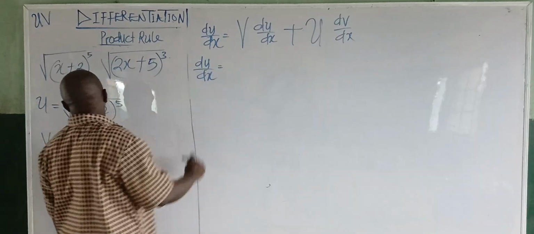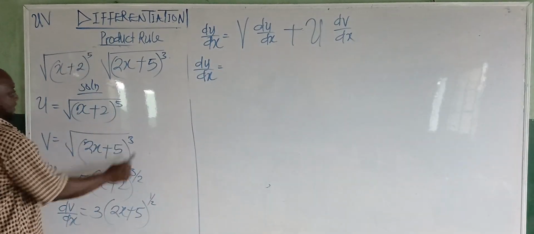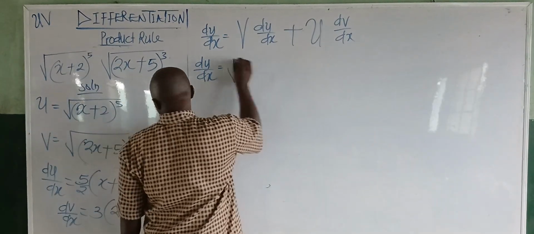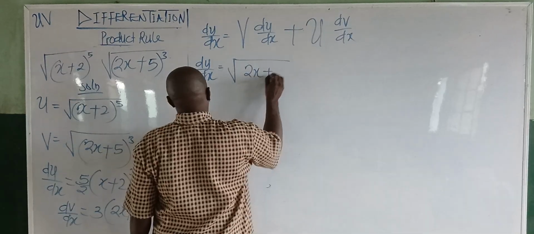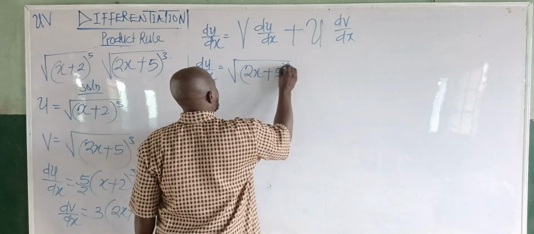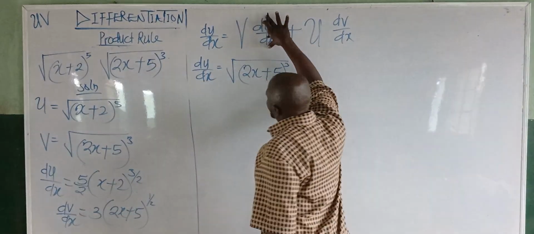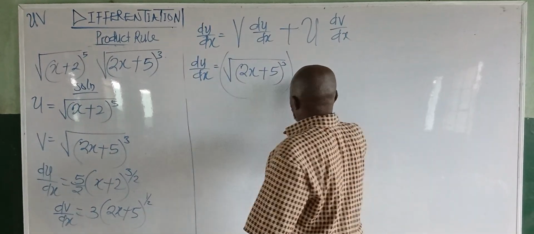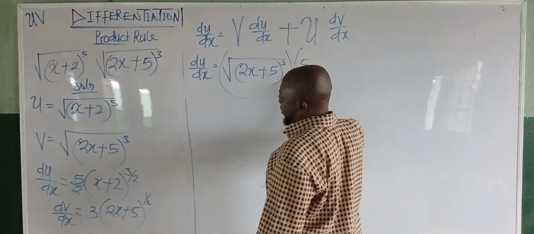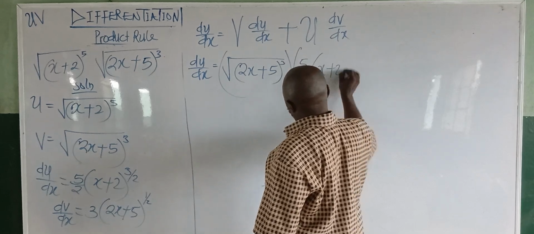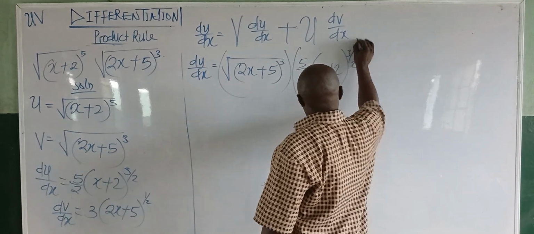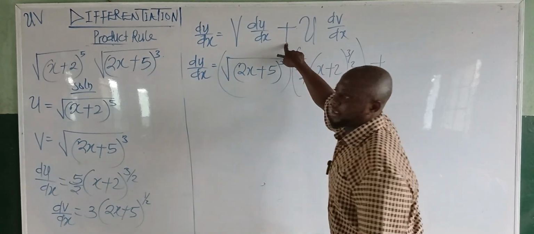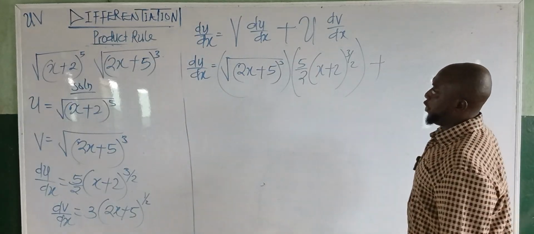For my v, what do we know for my v? My v is all of this. So I'll have it as (2x + 5) all raised to the power of 3/2. Then we are having du/dx. Put this one in bracket. What is my du/dx from the beginning? My du/dx here is 5/2 (x + 2)^(3/2). Plus, this plus, please.